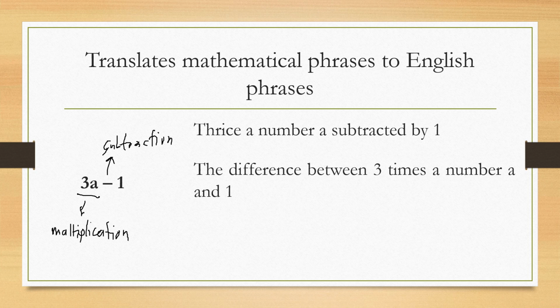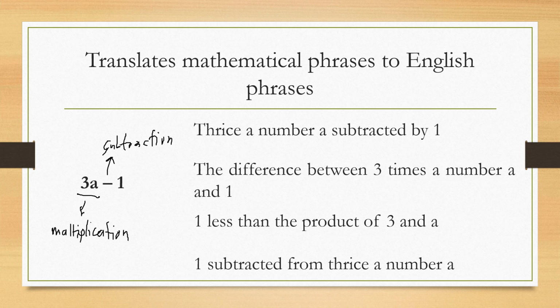So, yung difference natin, alam natin na siya ay sa subtraction. So, pwede rin po yan. Then, we also have 1 less than the product of 3 and a. So, 1 less than, ibig sabihin, babawasan natin ng 1 yung product ng 3 and a. Kaya siya naging 3a minus 1. And also, we have 1 subtracted from thrice a number a. So, ayan po. These are some of the examples that we can translate these mathematical phrases into English phrases.